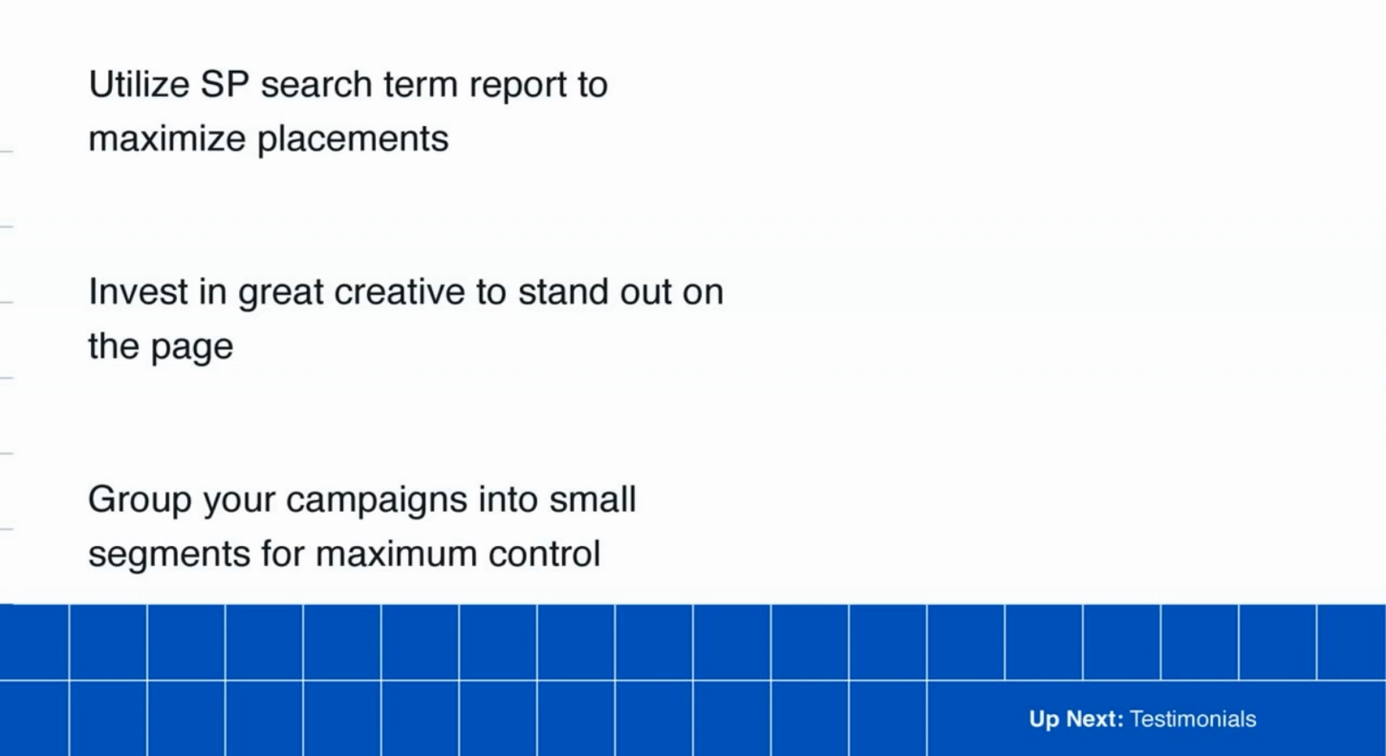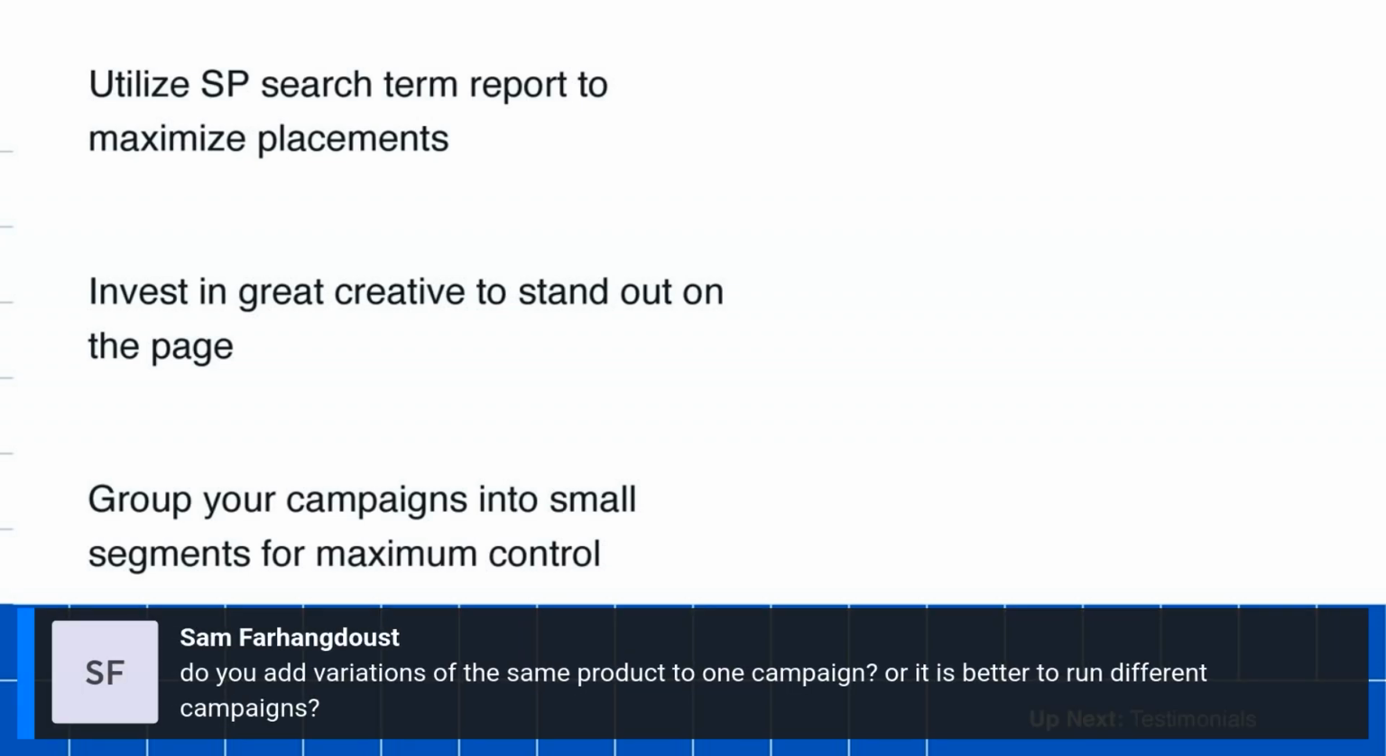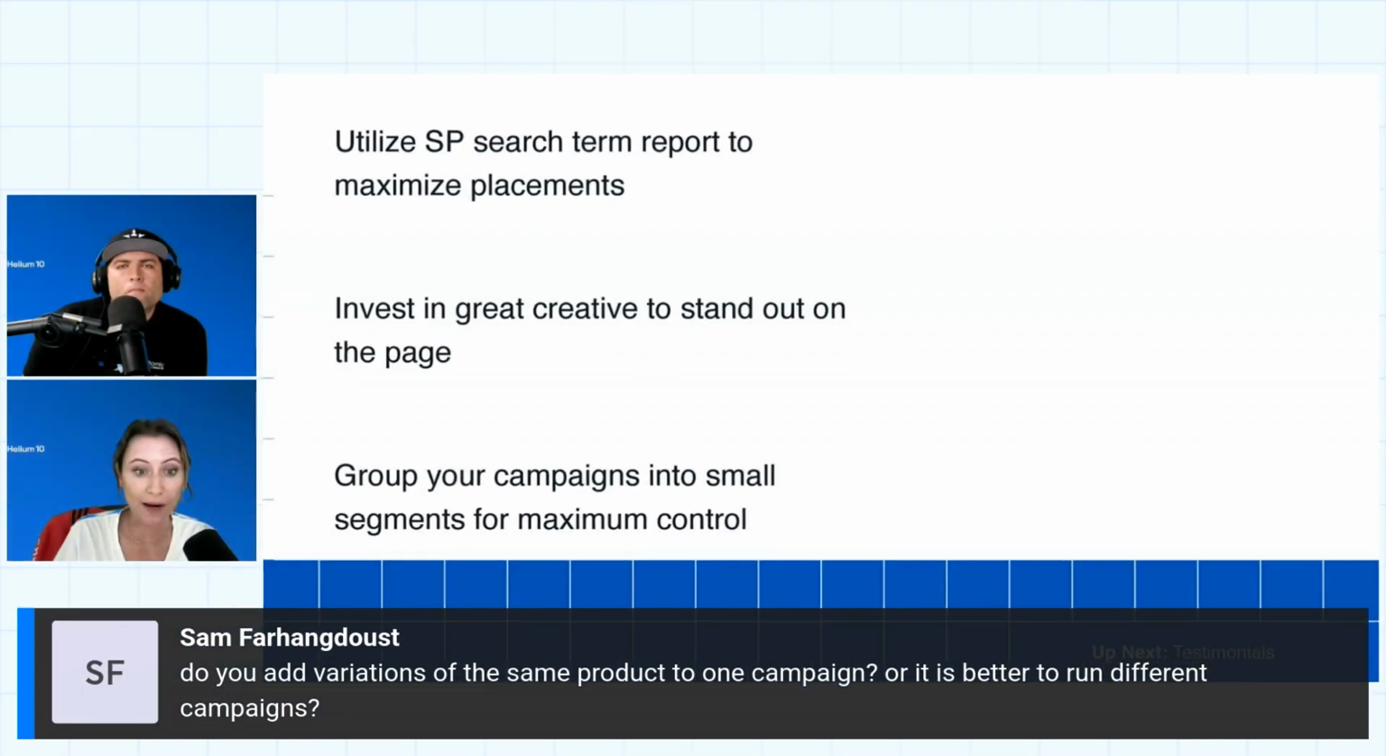Now, diving into some of these questions, do you add variations of the same product to one campaign, or is it better to run different campaigns? If the variations are similar searches, absolutely. If it's a white t-shirt and I have extra large, large, and small, put them in the same campaign. If it's protein and I have chocolate protein versus vanilla protein, I'm going to break them out and break out the keywords so I can align my creative and adjust my budget based off performance.